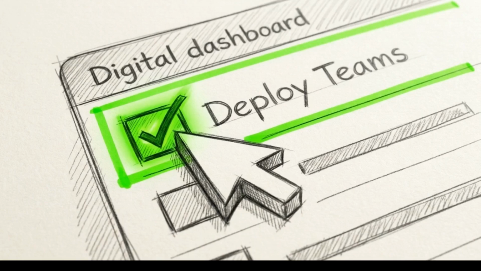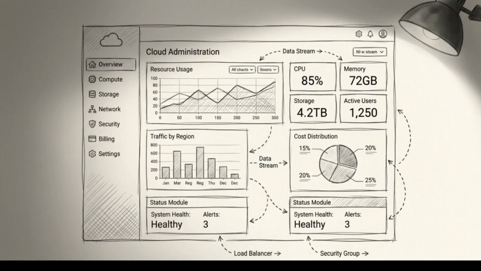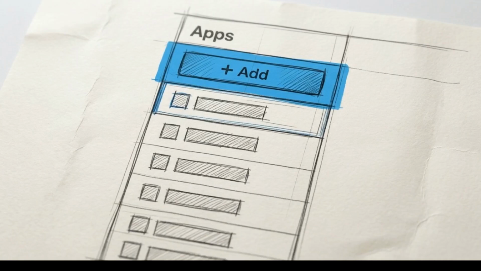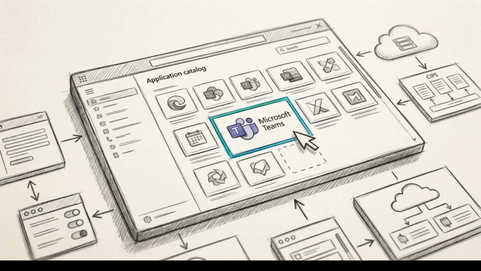Let's get started. Look at this Intune dashboard sidebar. Our first phase is silently pushing productivity software out to the fleet, so we begin by clicking the Add button under the Apps menu. We navigate through the application catalog and select Microsoft Teams as our target.